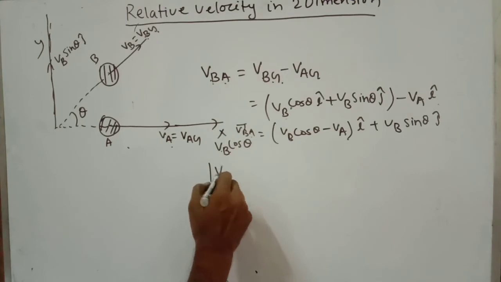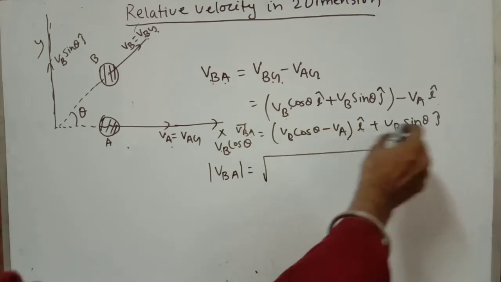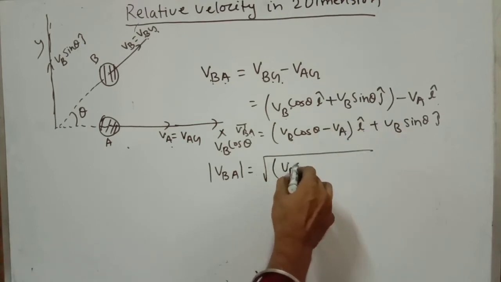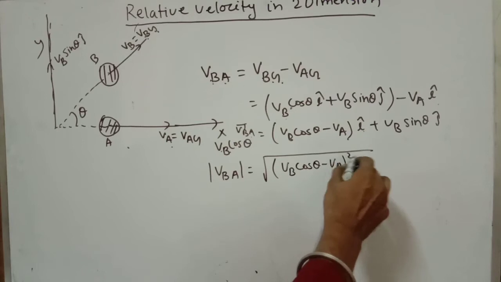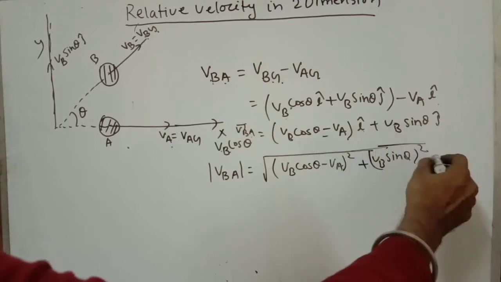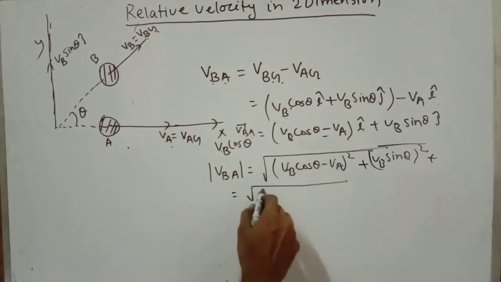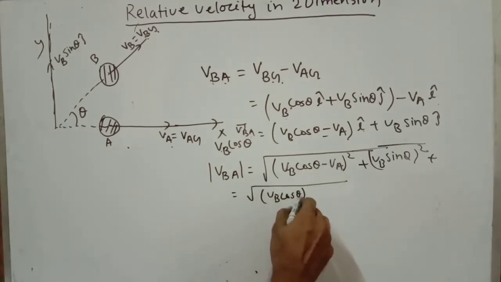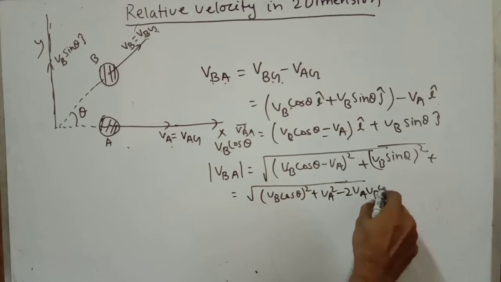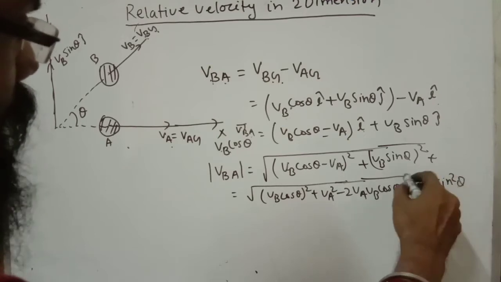What is the magnitude of the velocity of B with respect to A? Because one is along i and the other along j, the angle between the two vectors is 90 degrees, so you can find directly the square root of (VB cos theta minus VA) whole square plus (VB sin theta) whole square. The angle between them is 90 degrees, so 2AB cos 90 is 0. Using (A minus B) whole square, we get VB cos theta whole square plus VA square minus 2 VA VB cos theta plus VB square sin square theta.